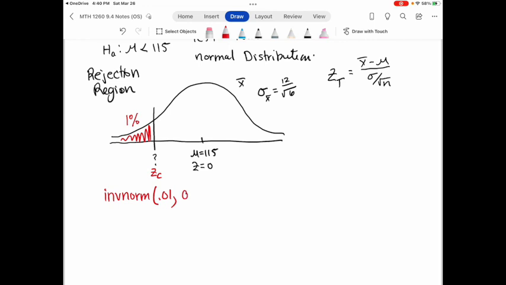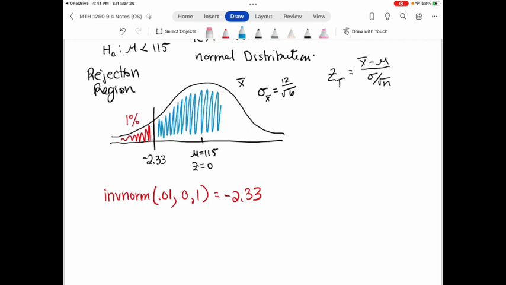I'm going to put in my percentile to the left, which is 0.01. Since we're doing this standardized, I'm going to put in 0 and 1 for my mean and standard deviation, and I'm going to get negative 2.33 if I round to 2 places. So this Z critical here, my cutoff point, is going to be negative 2.33. So the non-rejection area would be this blue.